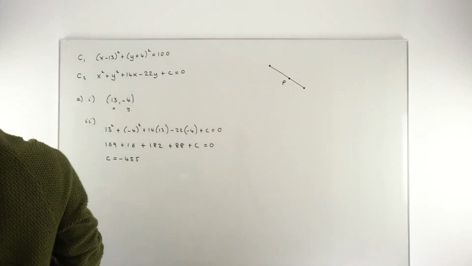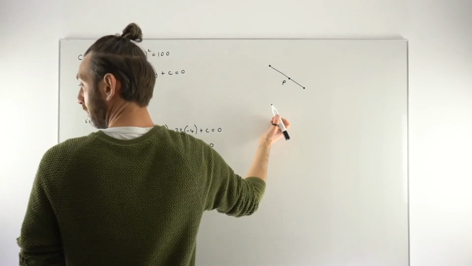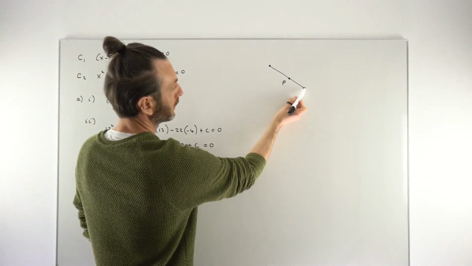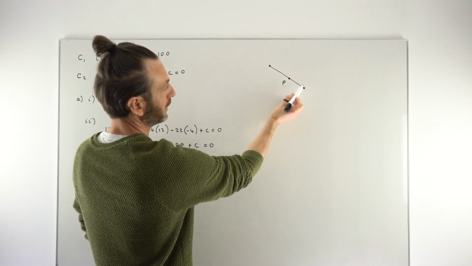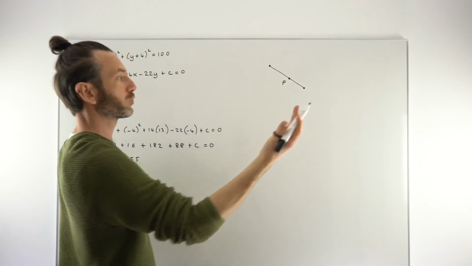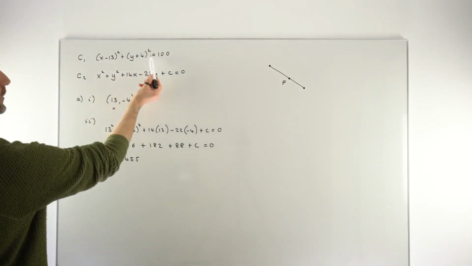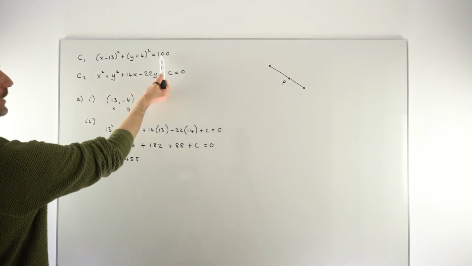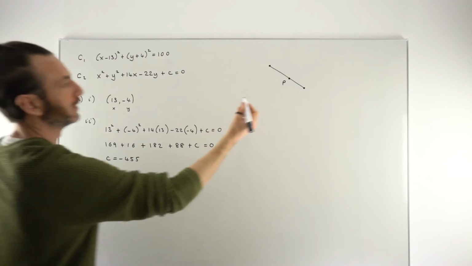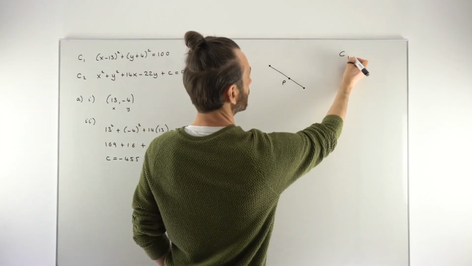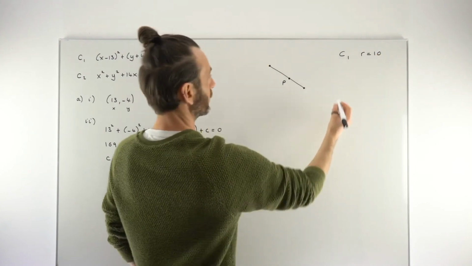And the way we're going to do this is we're going to work out the radius of the two circles. So between here and here, this is the radius of the smaller circle. This between here and here is the radius of the larger circle, just by the geometry. So for the C1 circle, the radius, remember, is just this number square rooted. So for C1, the radius equals the square root of 100, which is 10.